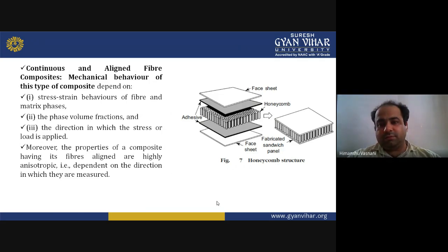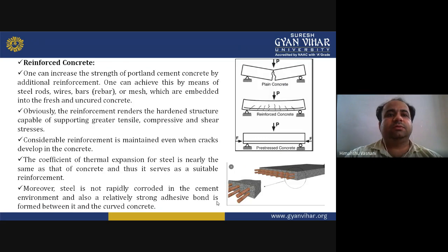Moreover, the properties of a composite having its fibers aligned are highly anisotropic. That is, they depend on the direction in which they are measured. Okay, we have discussed all the three factors, including the direction in which the stress or load is applied.